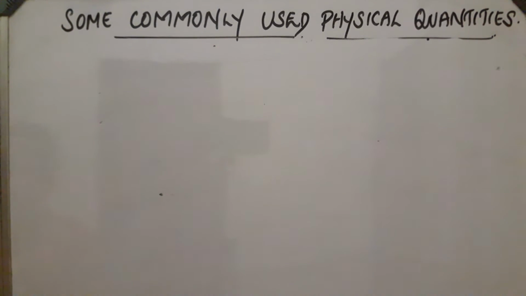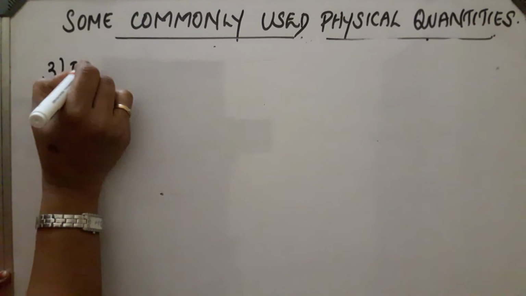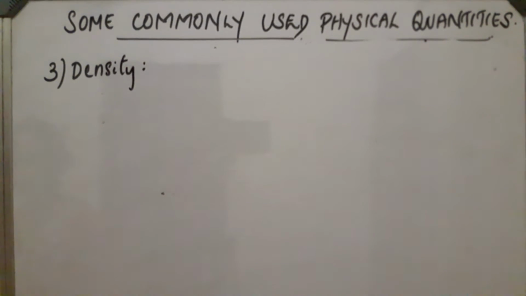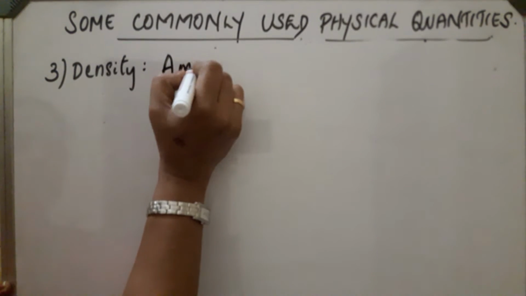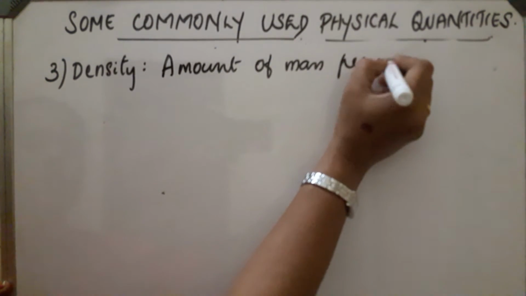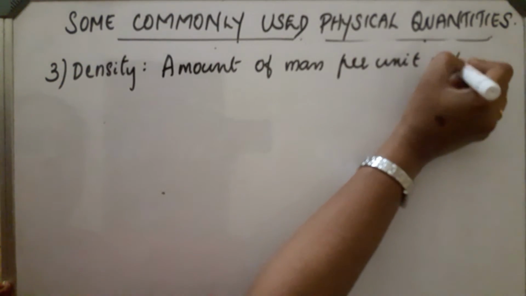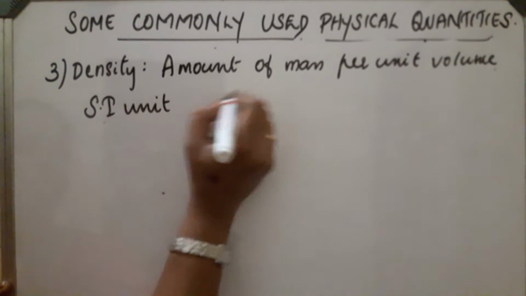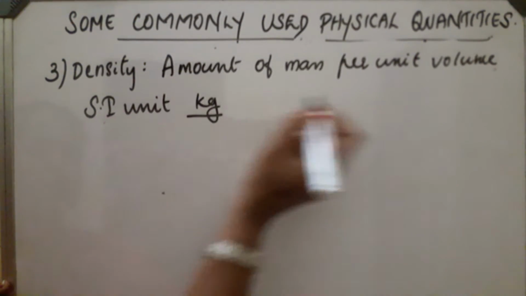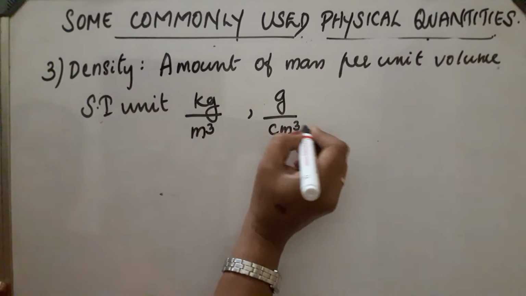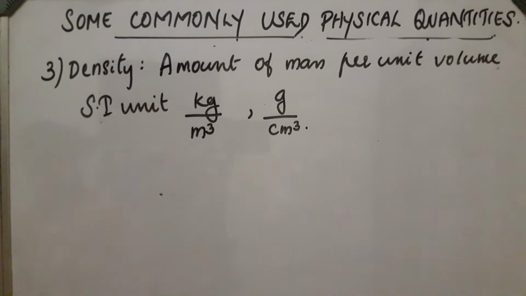Next, the third one, density. What do you mean by density? Density is the amount of mass per unit volume. So, what will be the SI unit? The SI unit is kilogram per meter cube. Another unit is gram per centimeter cube. These are the different units.